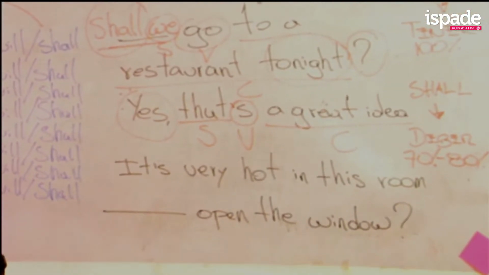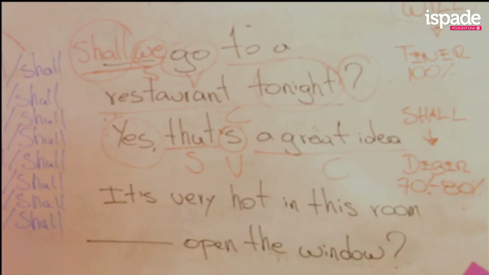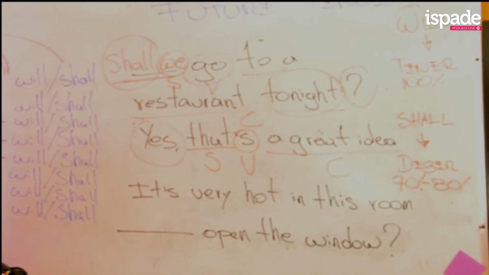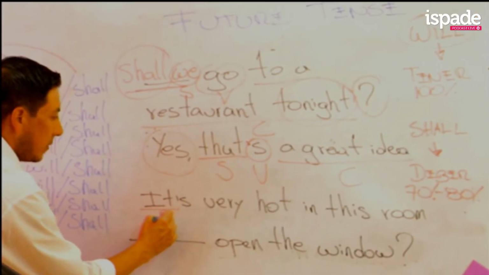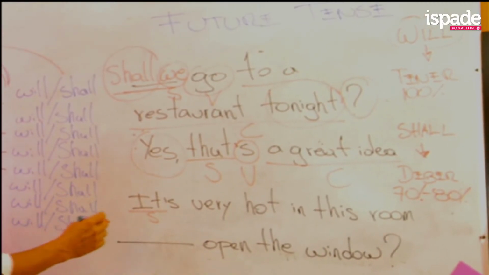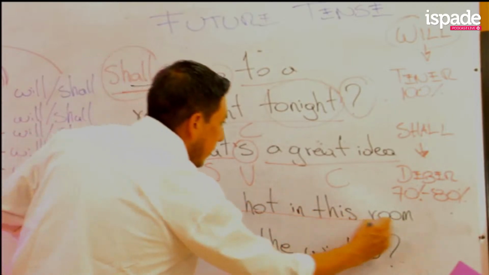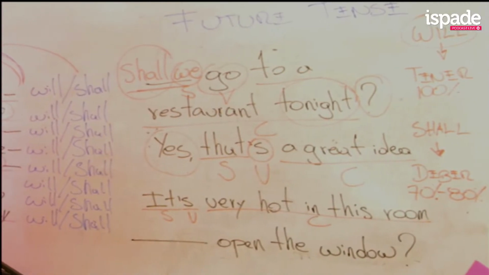Let's see one more example. And now we are going to use shall. This is a possibility. I'm going to ask you something to the people who is around me. It's very hot in this room. Okay, let's see. It, subject, is, contraction, verb. Very hot in this room, complement. So you see, all the structure has the same, subject plus verb plus complement. So, it's very hot in this room. Está muy caliente este cuarto.